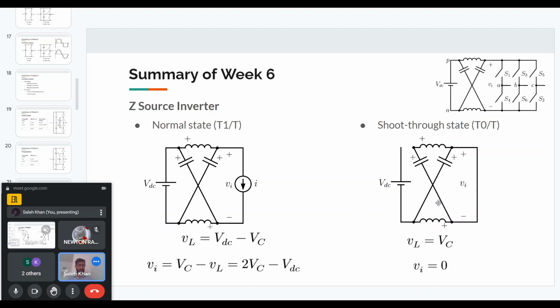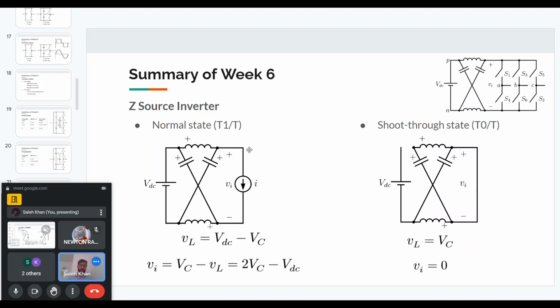So if we now want to find the voltage across the inductor, VL will be equal to VC. If you see this loop, for example, VL will be equal to VC. And VI in this case will be 0 because it is a shoot-through state. So the input to the half bridges is shorted, it is 0.